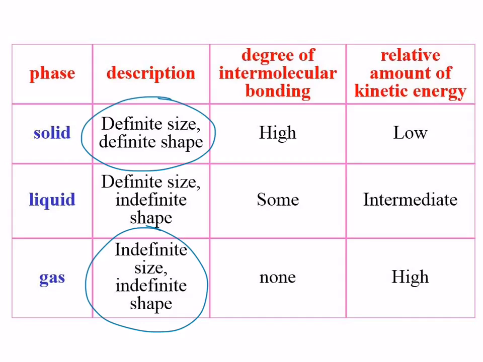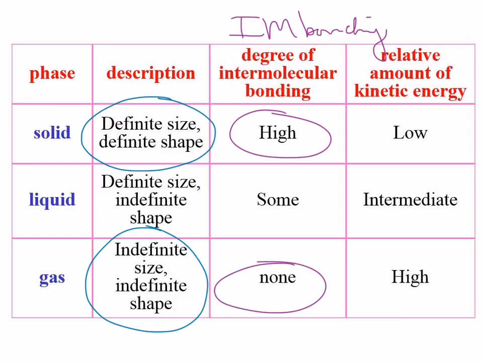Over here, we talked about intermolecular bonding. The solids have a lot of intermolecular bonding. So up at the top, I could put IM bonding. That's what I referred to a minute ago. We have a high degree of bonding for solid, and basically no bonding for gases if the gas is behaving ideally.